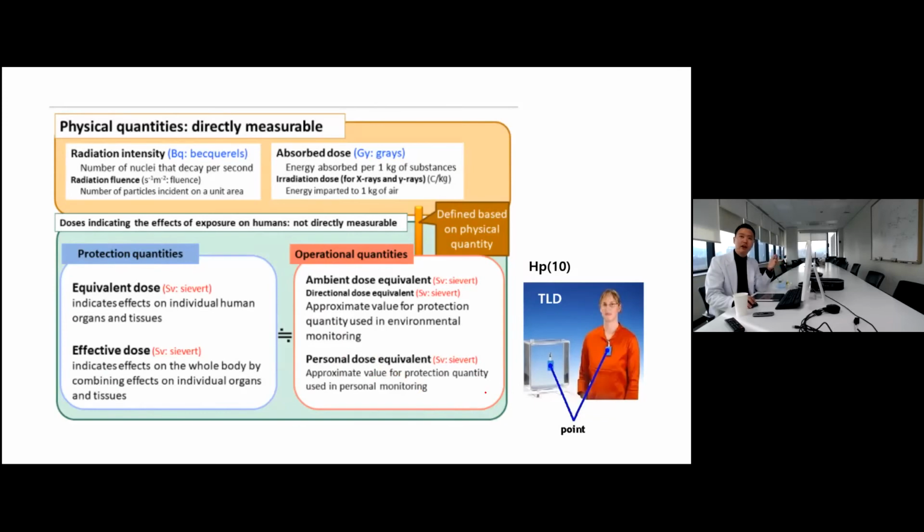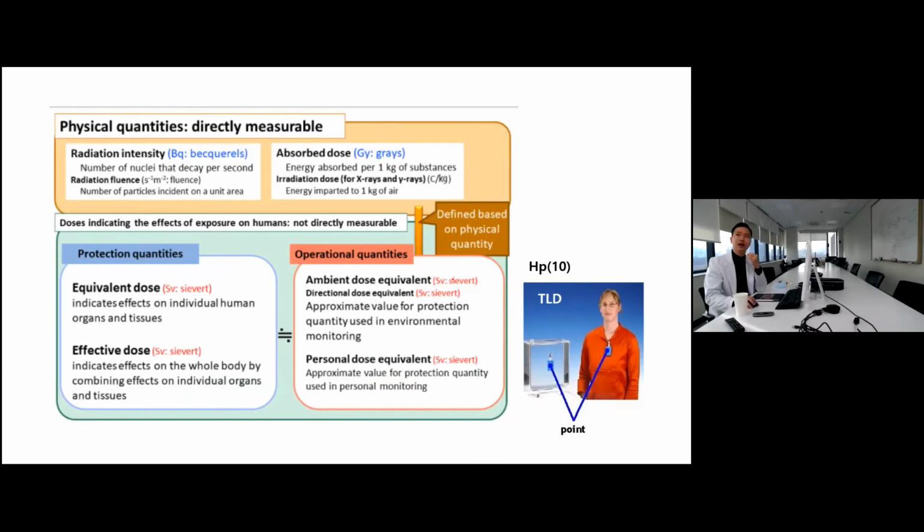What you will be most familiar with is the TLD badge, which actually measures the personal dose equivalent. And from this personal dose equivalent, we can assess the stochastic risk of cancers.